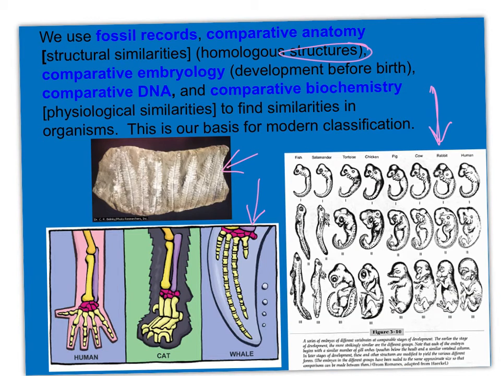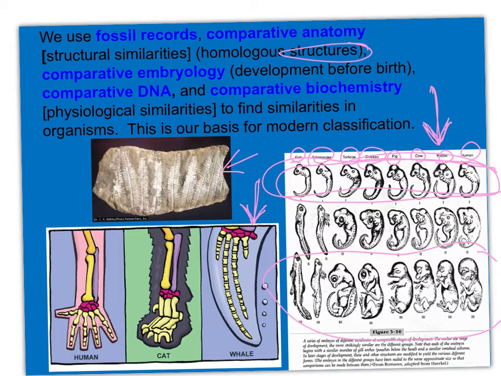If you take a look at these embryos, we're comparing a fish, salamander, tortoise, chicken, pig, cow, rabbit, and a human. If you look up here, they look very similar. As you get down here, they begin looking more and more different. But because they are similar here in early development, that makes people think that they've come from a common ancestor.